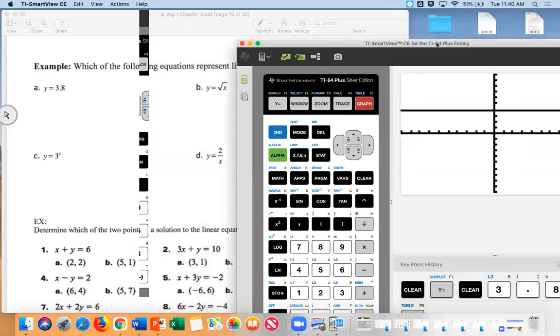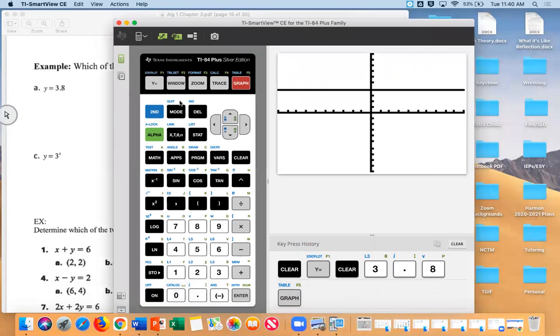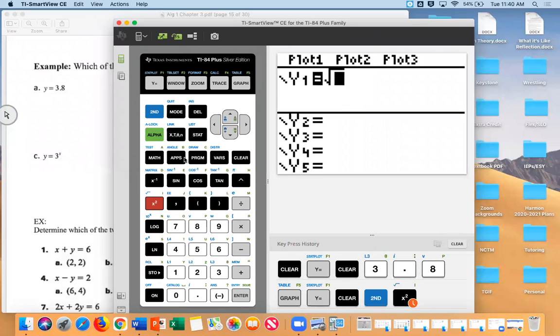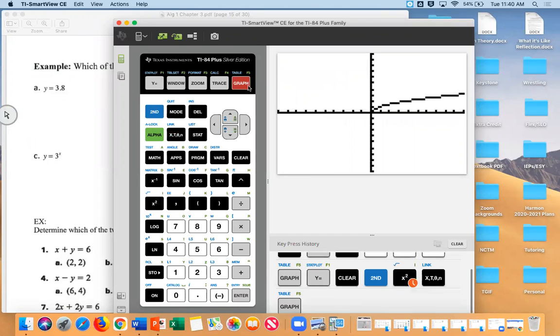Let's look at B. B says this little square root thing. So I type that in, it's right there, and I hit X. Grace, is that a line or is that a curve? Curve. So B is nonlinear.